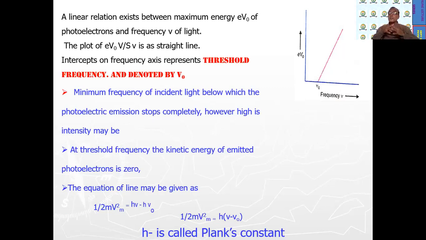At the threshold frequency, the kinetic energy of the emitted photoelectrons is zero, and therefore we can write the equation: 1/2 mv square, the kinetic energy, equals eV0, which equals h nu minus h nu zero, where h is Planck's constant. Therefore in general, the kinetic energy 1/2 mv square equals h times (nu minus nu zero), where h is Planck's constant and nu minus nu zero is the difference in frequency. These are the two relations we have seen here.